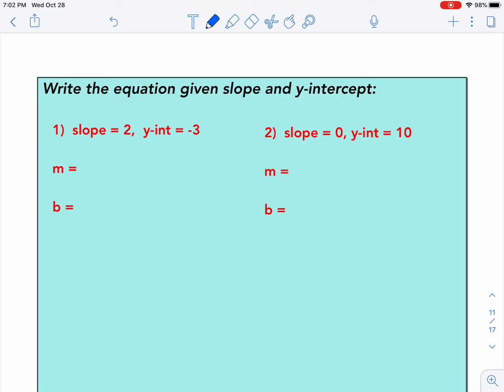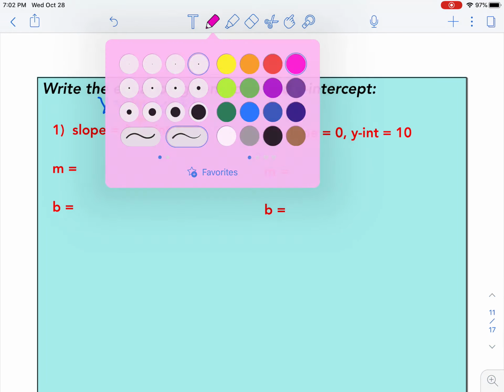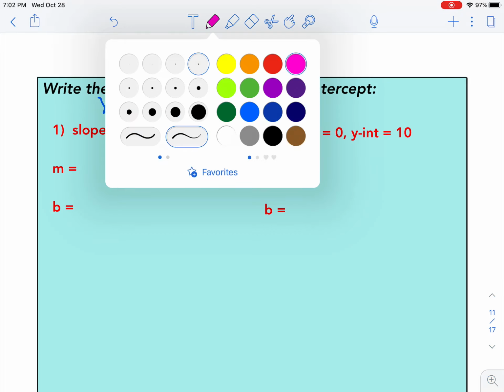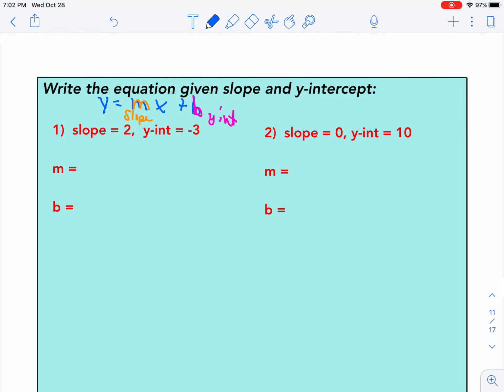All right, so now we're going to do a different skill, a third skill, which is really taking the information that we have and putting it into the equation y equals mx plus b. So remember that your m right here is your slope. So when you know your slope, you're going to put it in for m. And your b right here is your y-intercept.